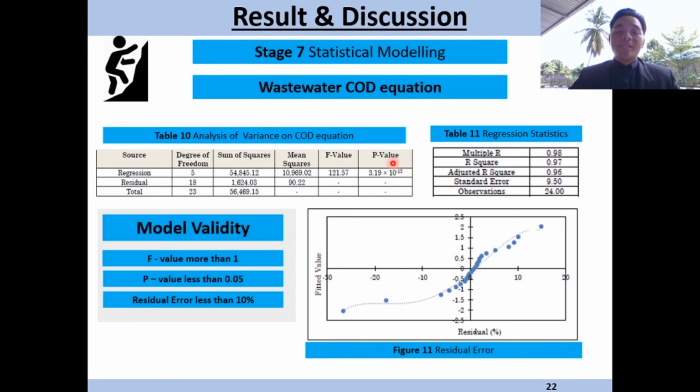So these equations have been verified using ANOVA. The F value and P value are valid because the F value is more than 1 and the P value is less than 0.05. The same goes for the regression statistics. The R squared is more than 75%, which in this research is 97%. And lastly, the residual error is within 2% deviation between the predicted, as in the dotted line, and the actual data from the Aspen. So this model is valid and can be used.